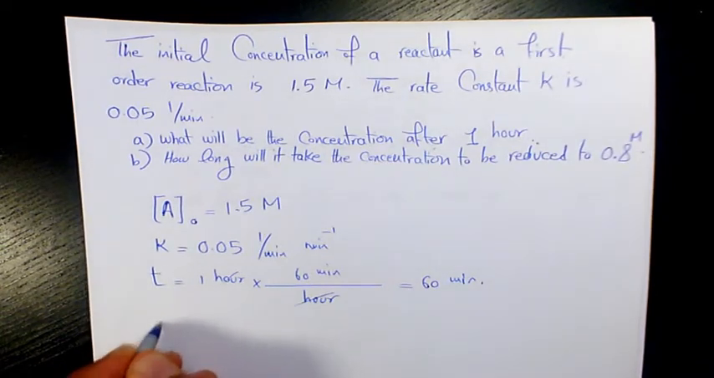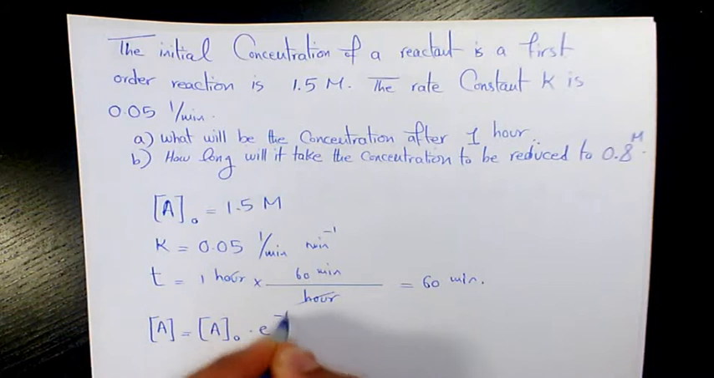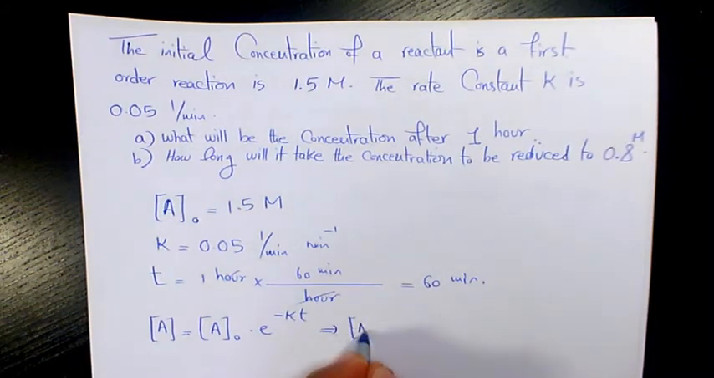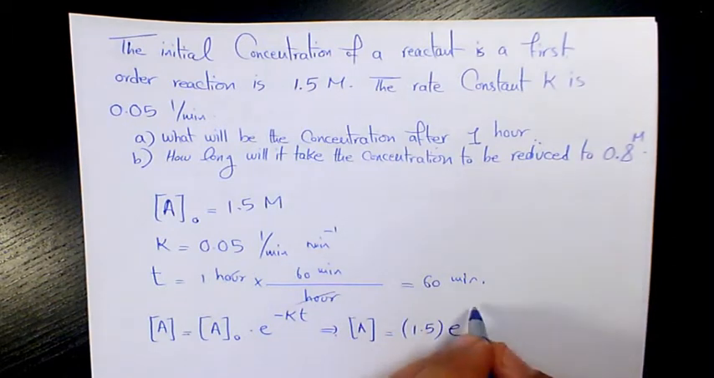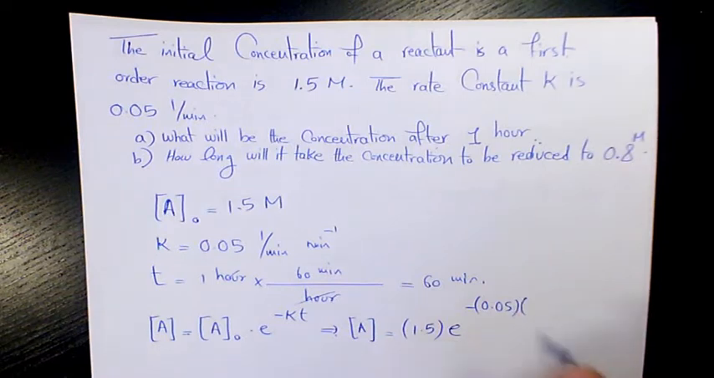It's going to be A equals A naught times e to the power of negative kt. That's what we had on the previous page. So A will be equal to 1.5 times e to the power of negative 0.05 times the time, which is going to be 60 minutes.